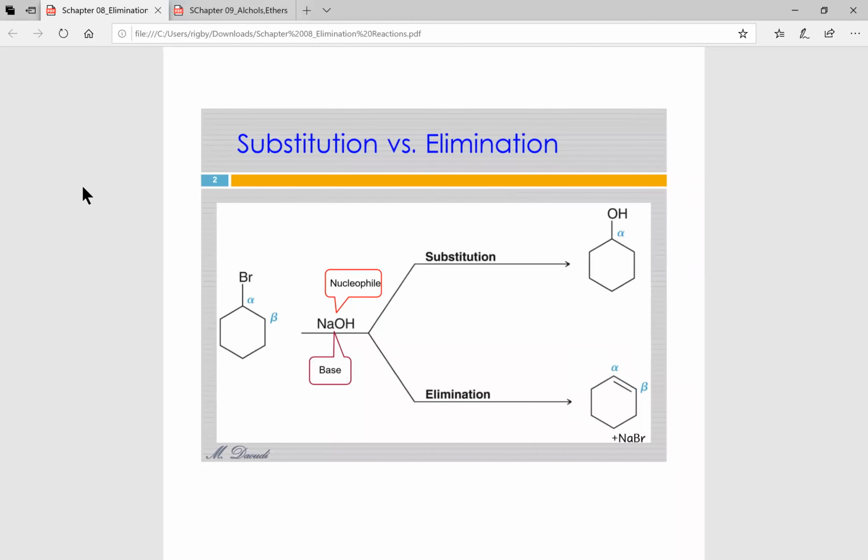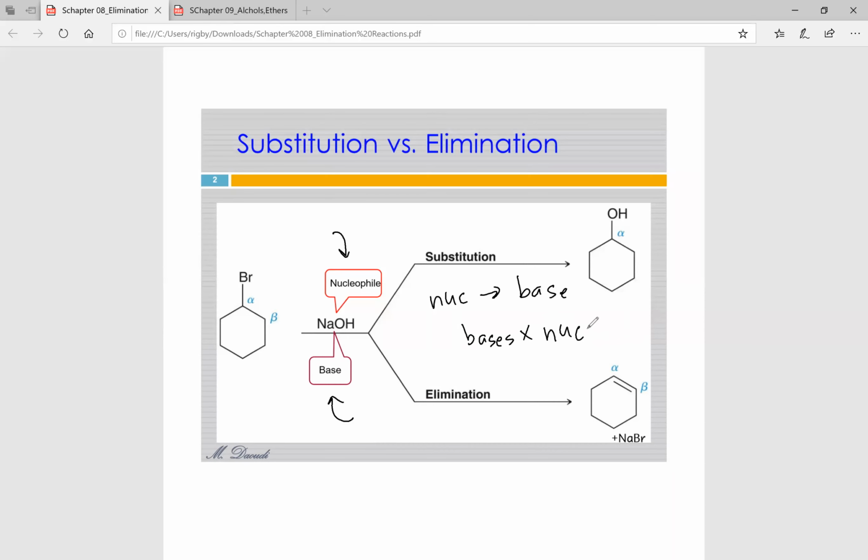Elimination and substitution are sort of two sides of the same coin, in that substitution uses a nucleophile and elimination uses a base. Generally, nucleophiles will be bases, but not all bases will be nucleophiles. We can see that due to steric hindrance, which I'll go over in a little bit.